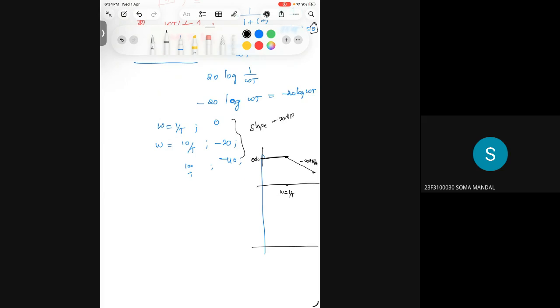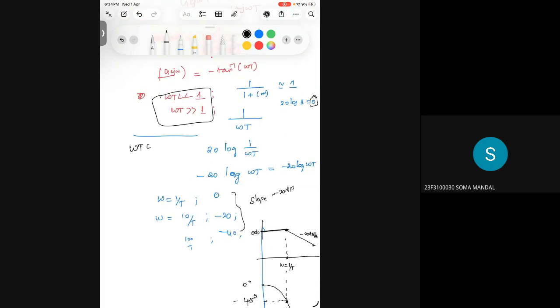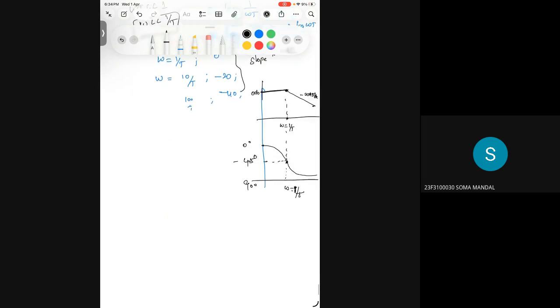So the phase will also be like that. If I find a phase angle, you would know. In the interest of time, I'm leaving that and straight away writing it. It will look like this. When omega equals 1 by t, this is what we call the cutoff frequency. When omega t is less than 1, it means omega is less than 1 by t. So 1 by t is your cutoff frequency. Here it will cross 45 degrees. For some time it will be 0, and at some point it will become nearly minus 90 degrees.